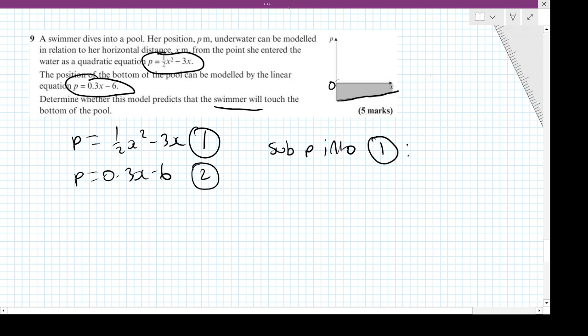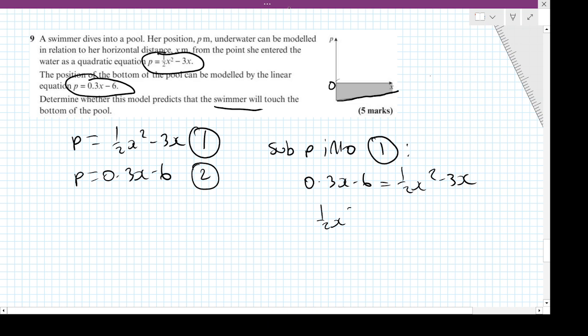Nothing new there. So substitute p into 1. That means 0.3x minus 6, which is equal to p, right? From equation 2, has to equal half x squared minus 3x, which is equation 1. Okay. And then from there, we can just put everything to the other side to make it equal to 0.